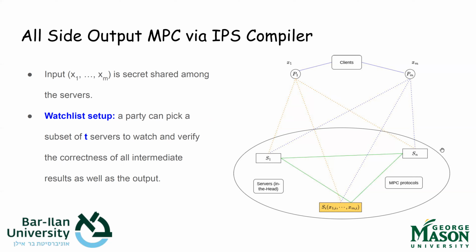From the start of the execution, each party can select T random servers to watch. For these T servers, the party will have all the shares and randomness and can verify the computation from the beginning to the end, including the output. So if the function f provides output to all parties, each one can use its watchlist to verify the correctness of the output.